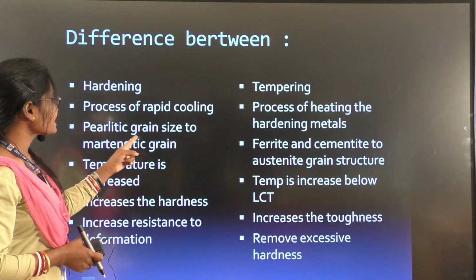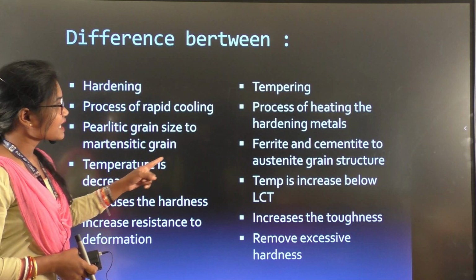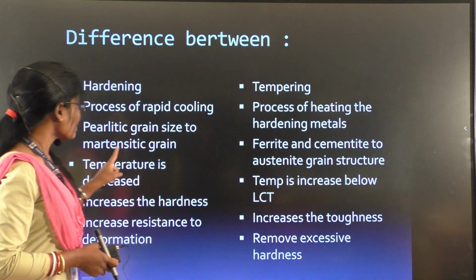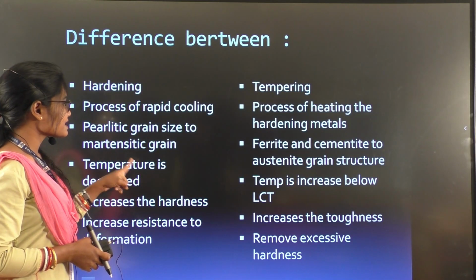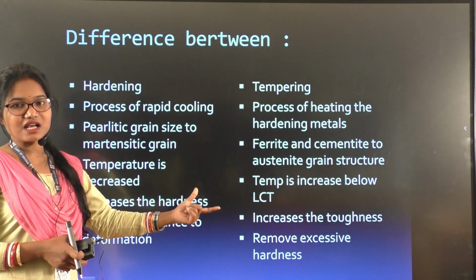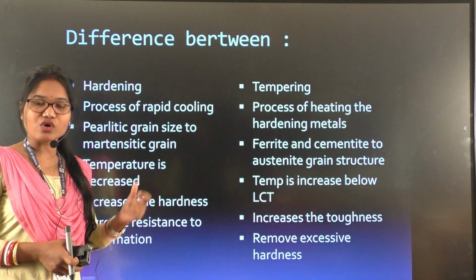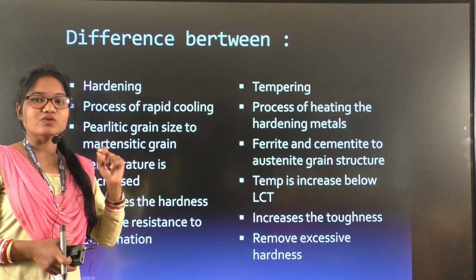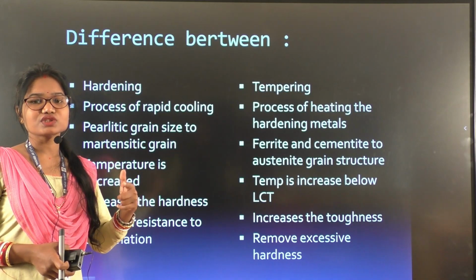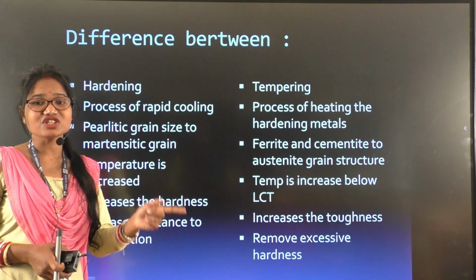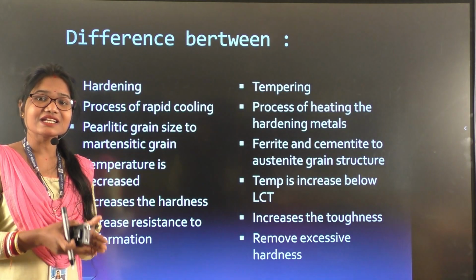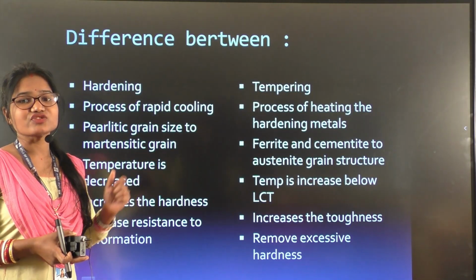Next, here the pearlitic grain will change to martensitic grain, and here ferrite and cementite will change to austenite grain structure. All these, pearlite, martensite, ferrite and cementite, are nothing but phases of iron. Whenever we keep solid iron at a definite temperature, due to the change in temperature and the addition of carbon content, iron will have different phases. We get those different phases through the heat treatment method.